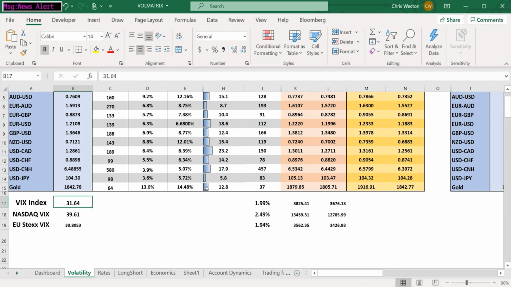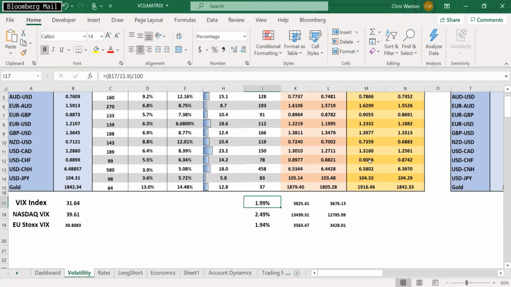And what we can do is we can break that down into daily moves. So for people who are trading US equity markets, if you simply divide that number by 15.9, which is effectively the square root of 252. There's 252 trading days in a year. If you get the square root of that, it's 15.9.